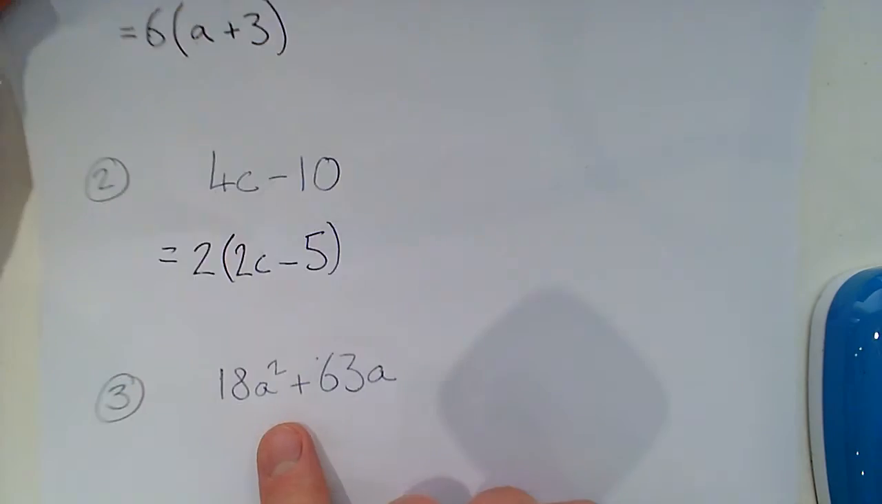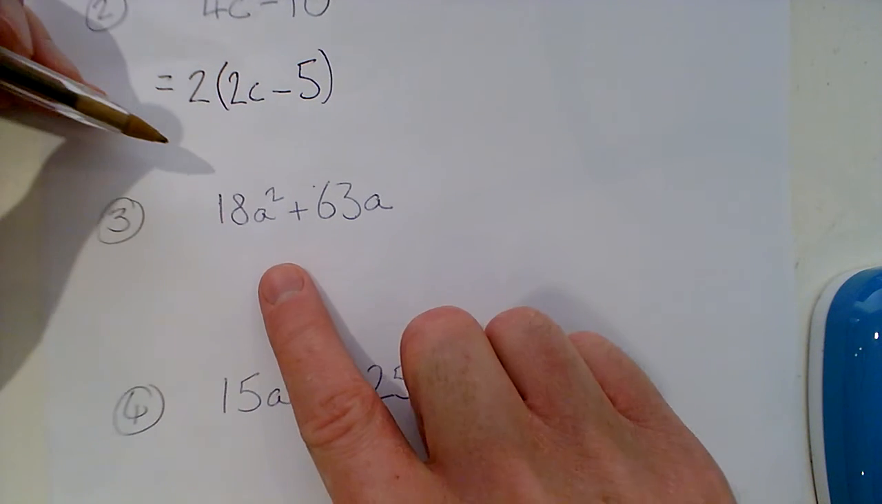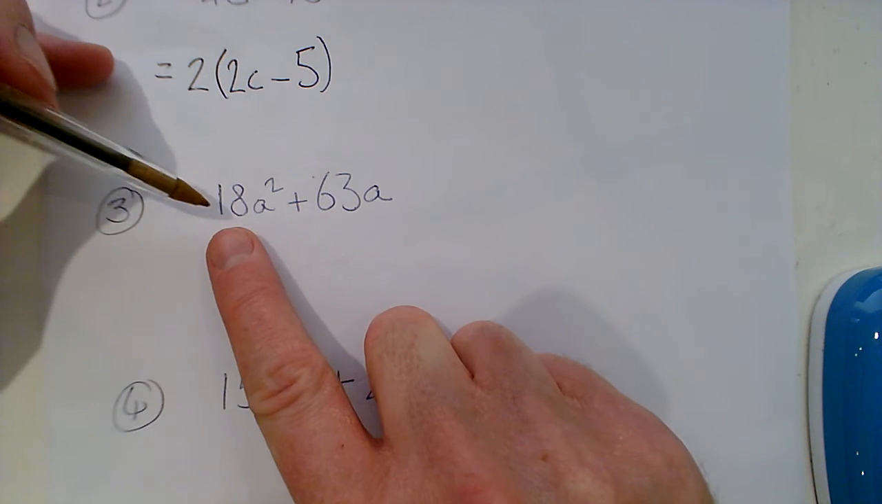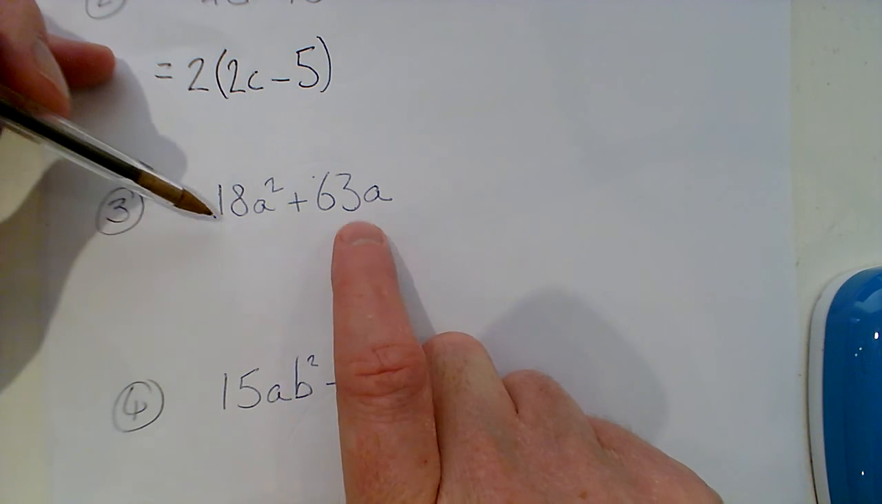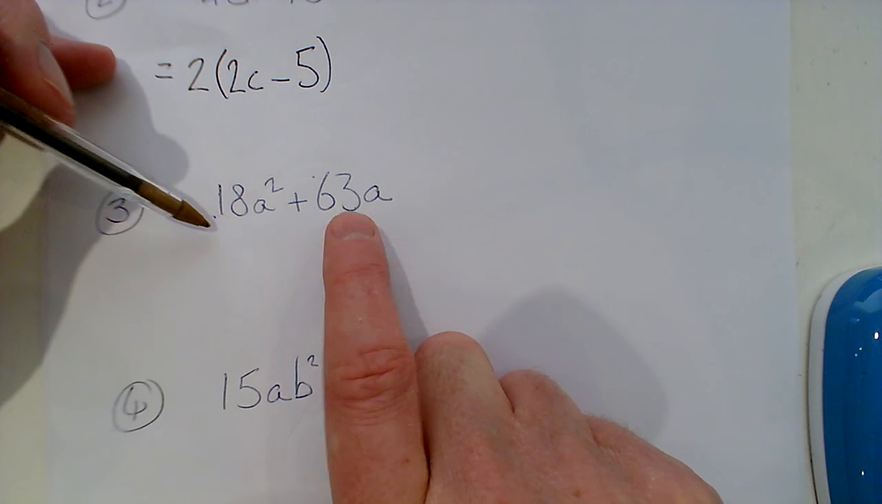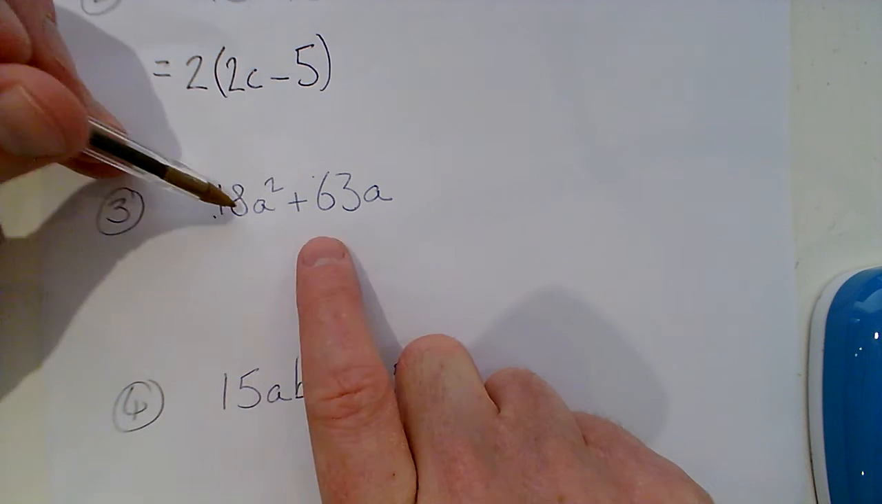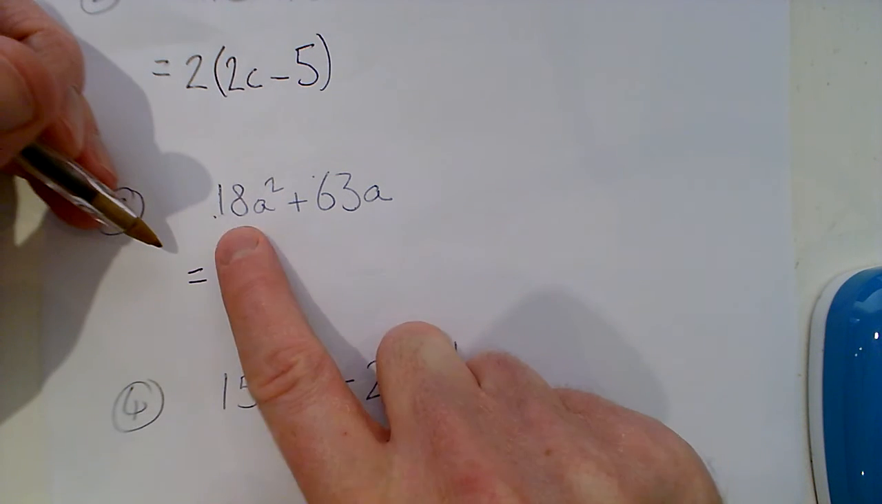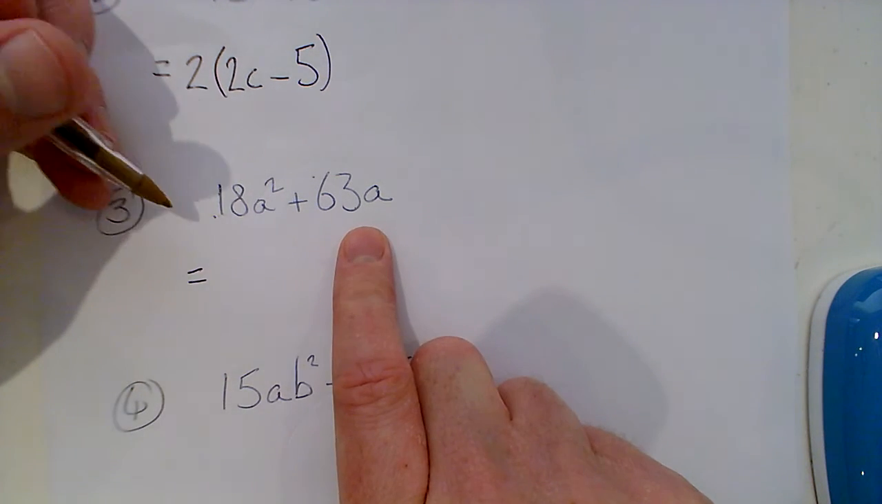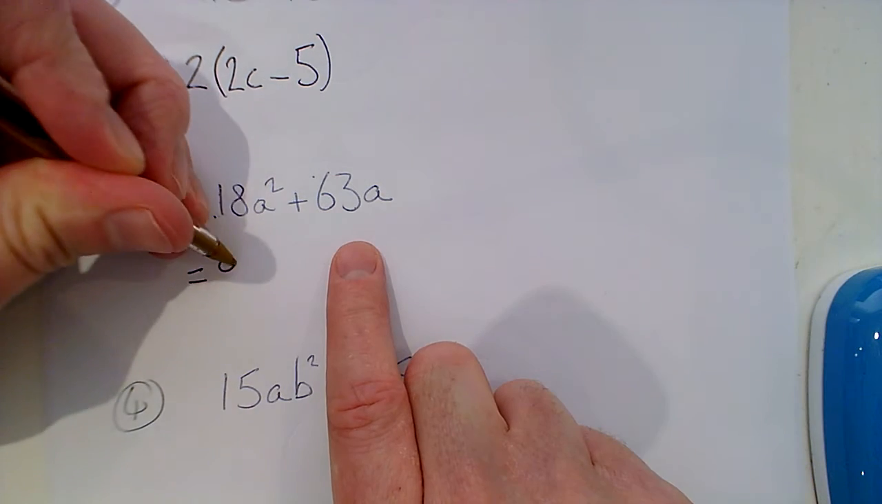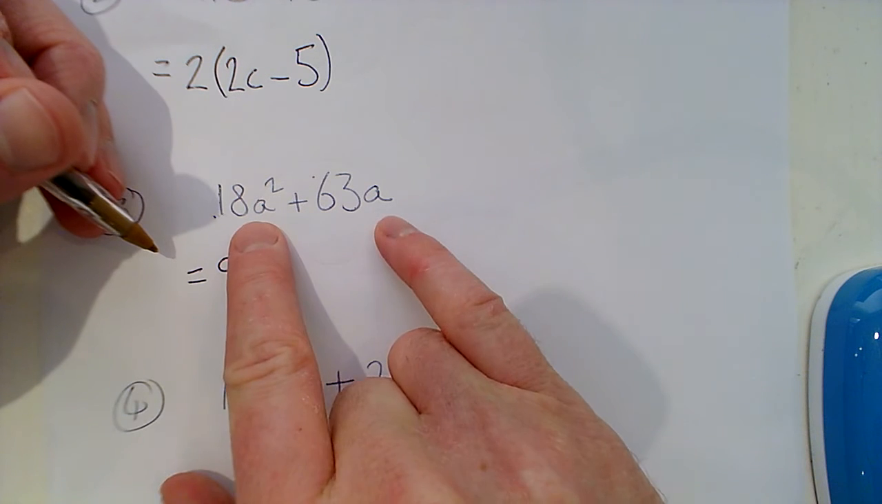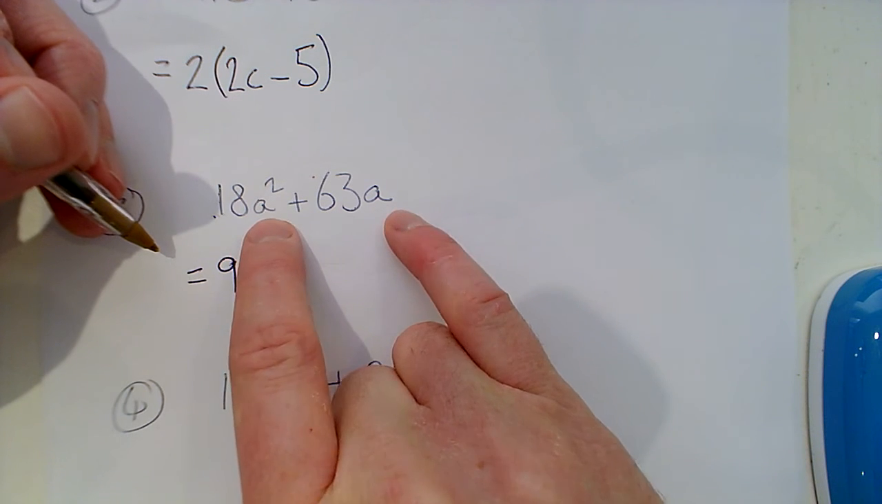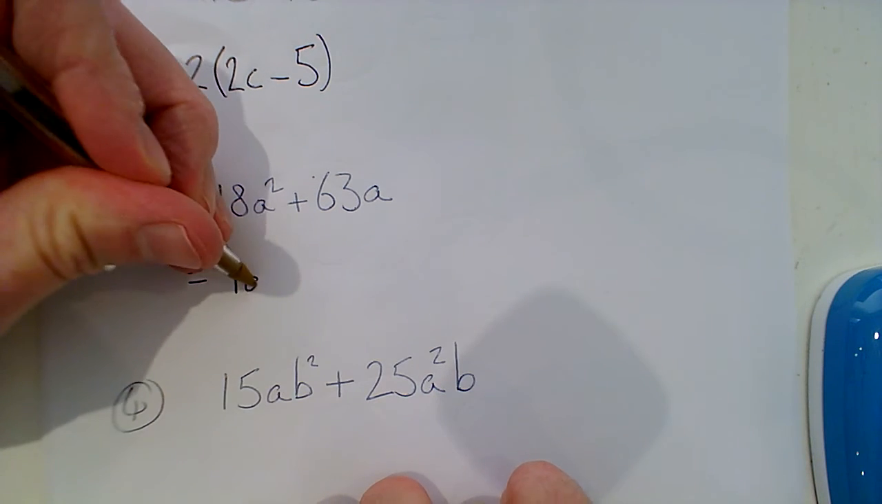Right, a couple more, got some letters in there to make it a bit more complicated. On this third one, we've got both numbers in common, there's a common factor in those times tables there, and we've got letters in common. So to factorise this one, 18 and 63, they are both in the 9 times table, so we take a 9 out of the bracket, but because there's an a and an a squared, we're going to take an a out of the bracket as well.